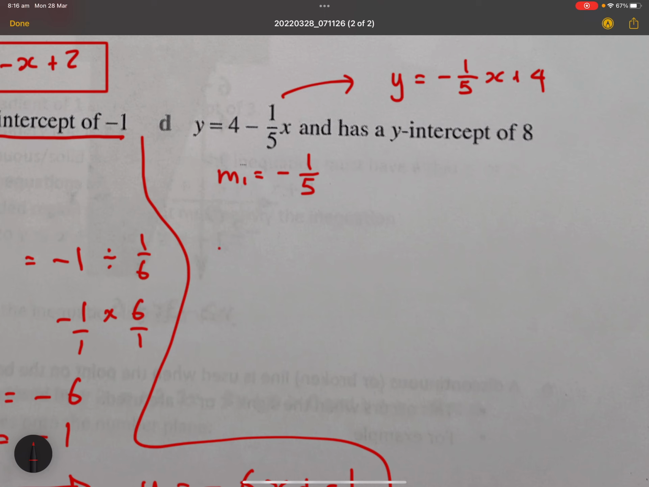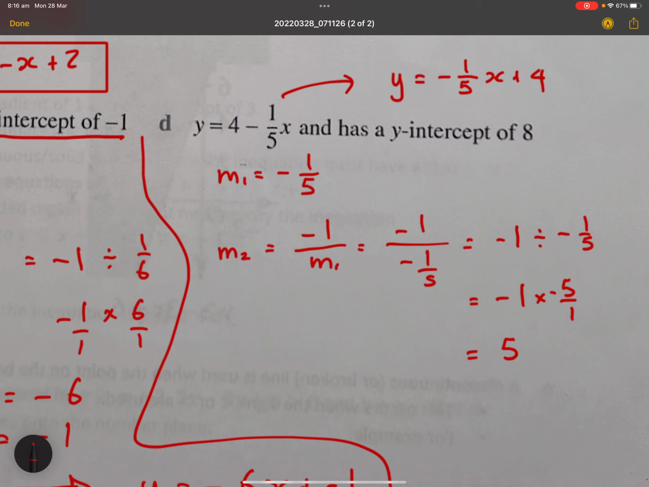So the gradient of our second line, m2, is equal to -1 over m1, which equals -1 over -1 over 5. So what that means is -1 divided by -1/5. And what that means is -1 times 5 over 1, or -5 over 1. Minus times a minus is a plus, so that's just equal to 5. So that means the gradient of our second line must equal 5.